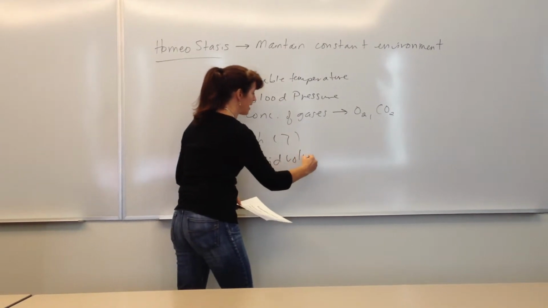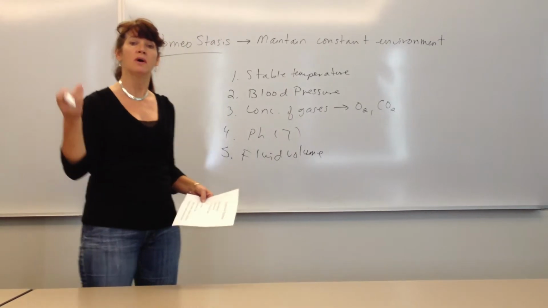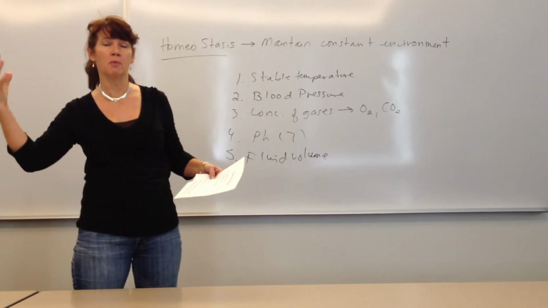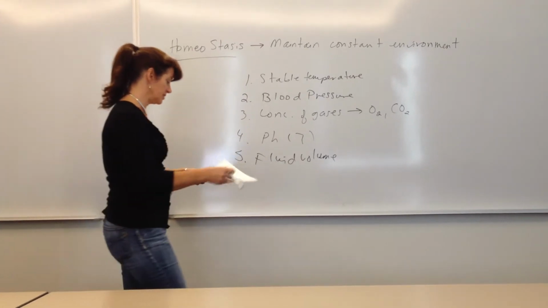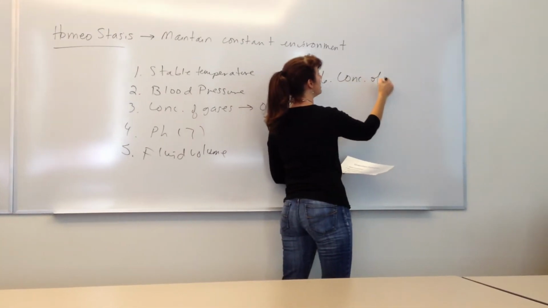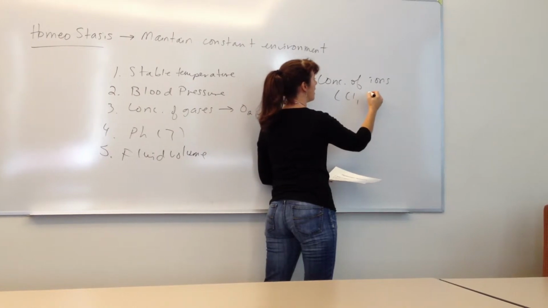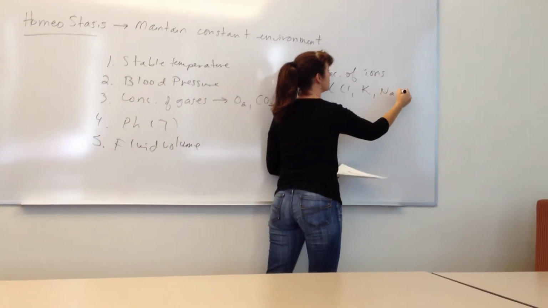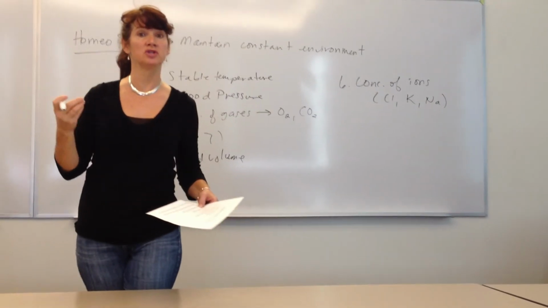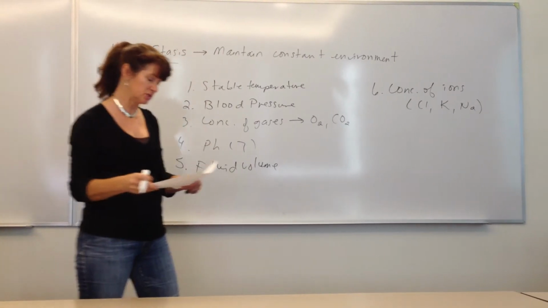Fluid volume. This is another parameter of homeostasis that we have to pay attention to. So we need to make sure that your fluids are correct, you have enough water, all of those kinds of things. The next one is concentration of ions. So for instance, things like chloride, potassium, sodium. If you don't have enough sodium, one of the things your body's going to do is crave salty foods, for instance, to try to increase that concentration of ions.